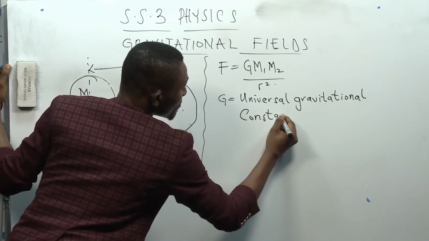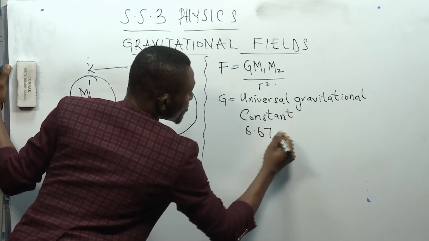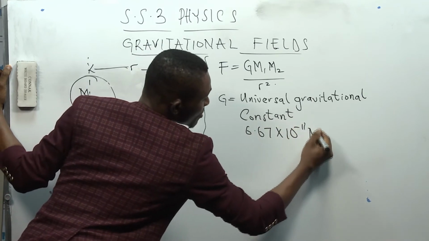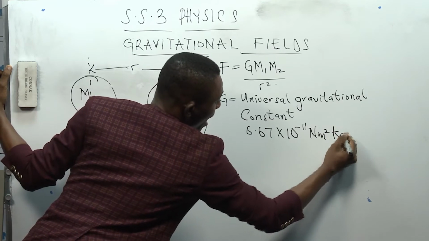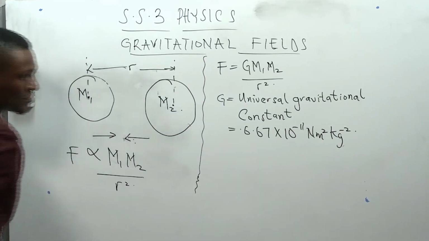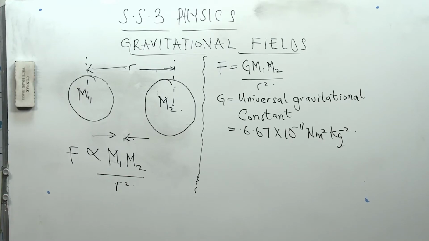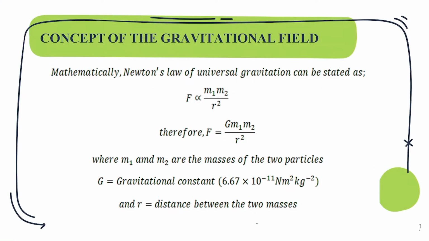And it has a value of 6.67 times 10 to the power of minus 11 Newton meter squared per kg. So let's move on from here. Mathematically, we are able to deduce that F is equal to Gm1m2 over r squared, where m1 and m2 are the masses of the two particles measured in kilogram, G is the universal gravitational constant, and r is their distance apart measured in meters.